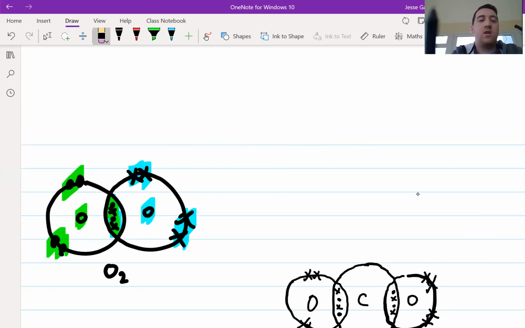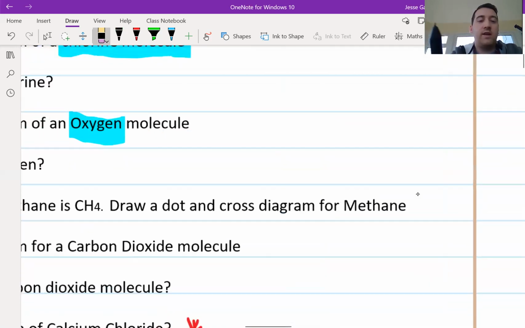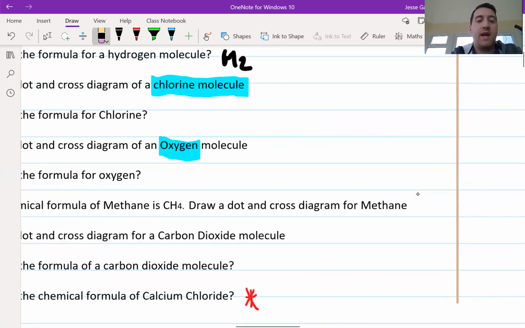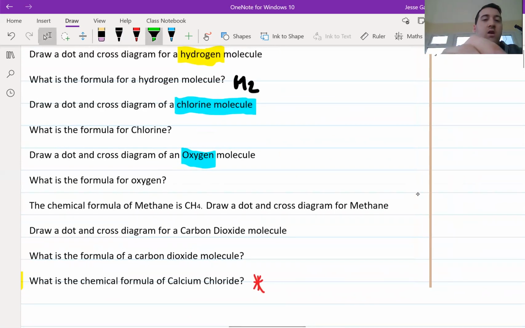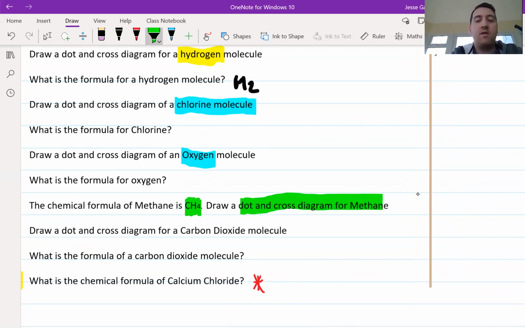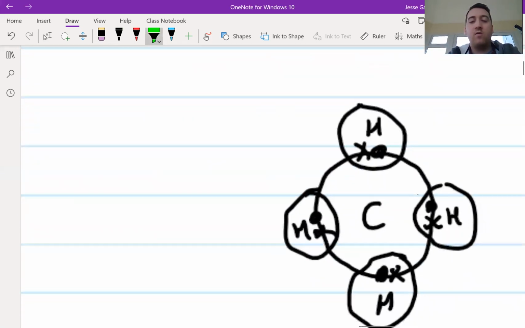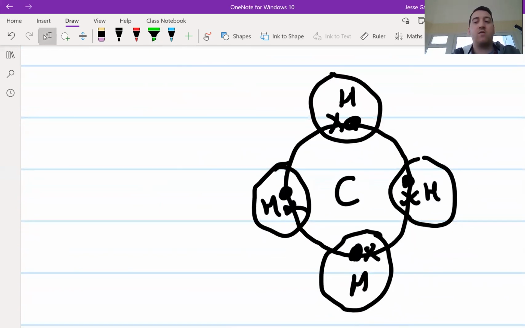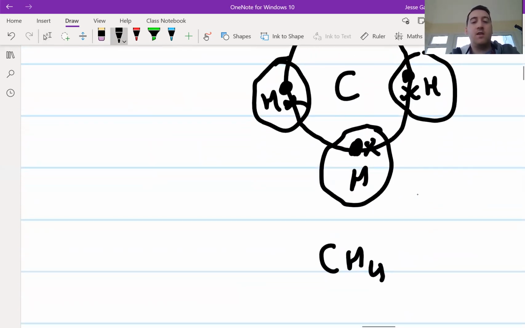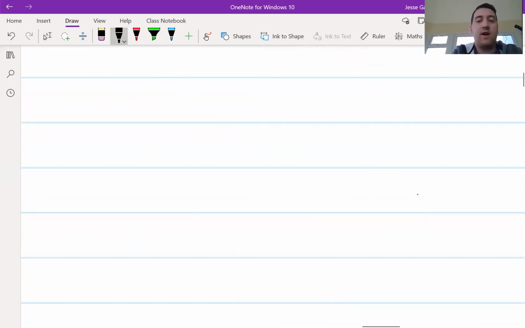Right, let's look at the next one. It says the formula of methane is CH4. So 1 carbon attached with 4 hydrogens. Draw a dot and cross diagram for methane. Okay, so methane, this one was again quite a challenge. So well done if you did get this one right. Remember, starting off like this before we actually look at the final example.